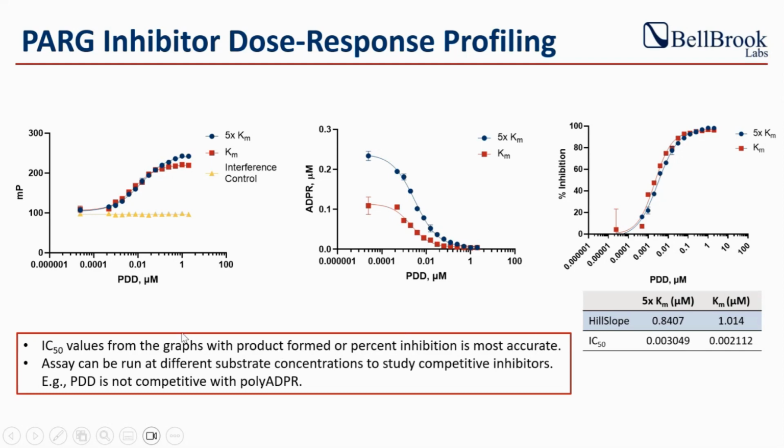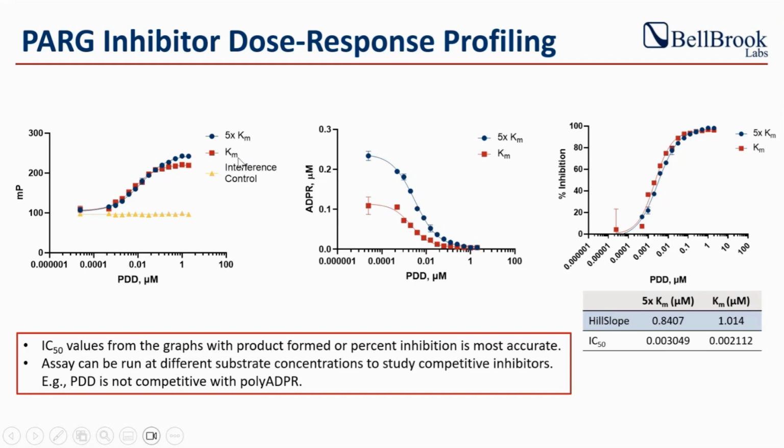So I would say the IC50 values that you obtain from the product formation or percent inhibition would be the most accurate. For the MP values, the IC50 is close to those values, but it's not the best because in a dose response curve like that, it is also combined with the binding response. So therefore, it doesn't truly reflect the IC50 for the inhibitor compounds that you test.